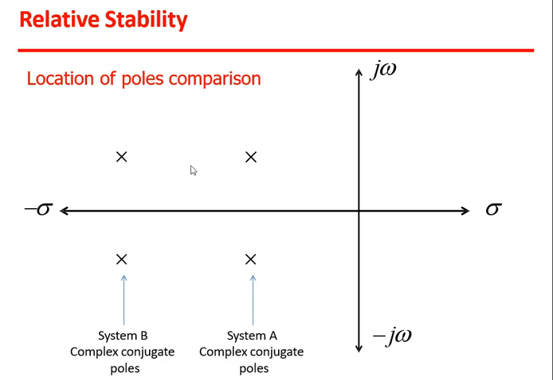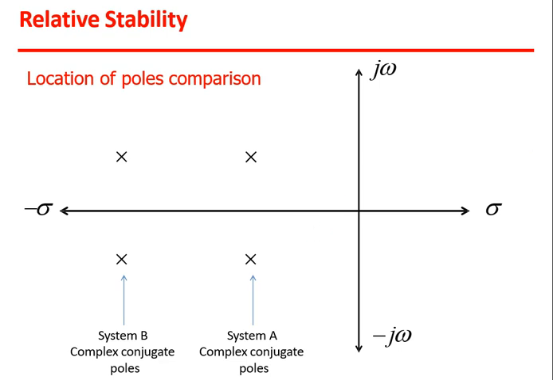System B's poles are far away from the j omega axis. And if you see here, the system A poles are near to the j omega axis, so although it is stable, it is relatively less stable than system B. So that was the discussion that we did in the last lecture.